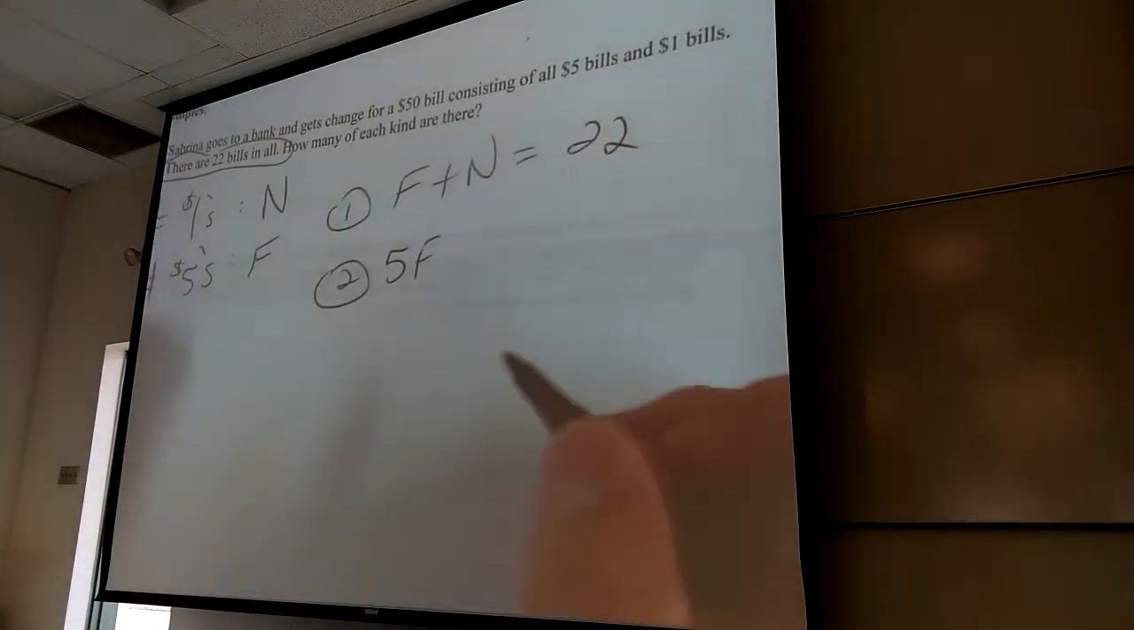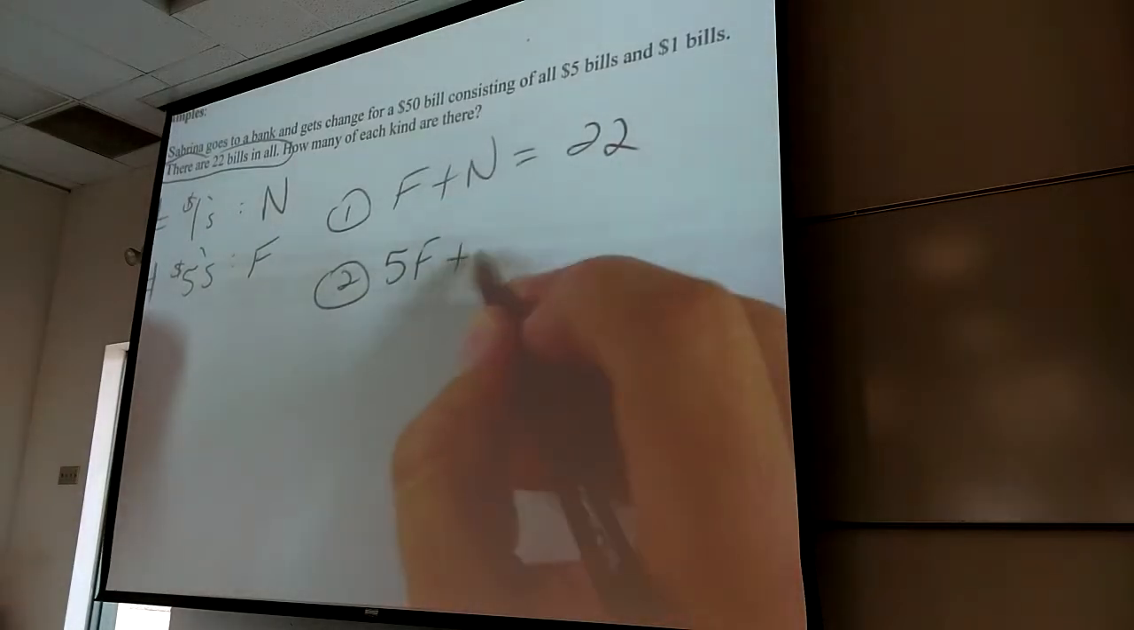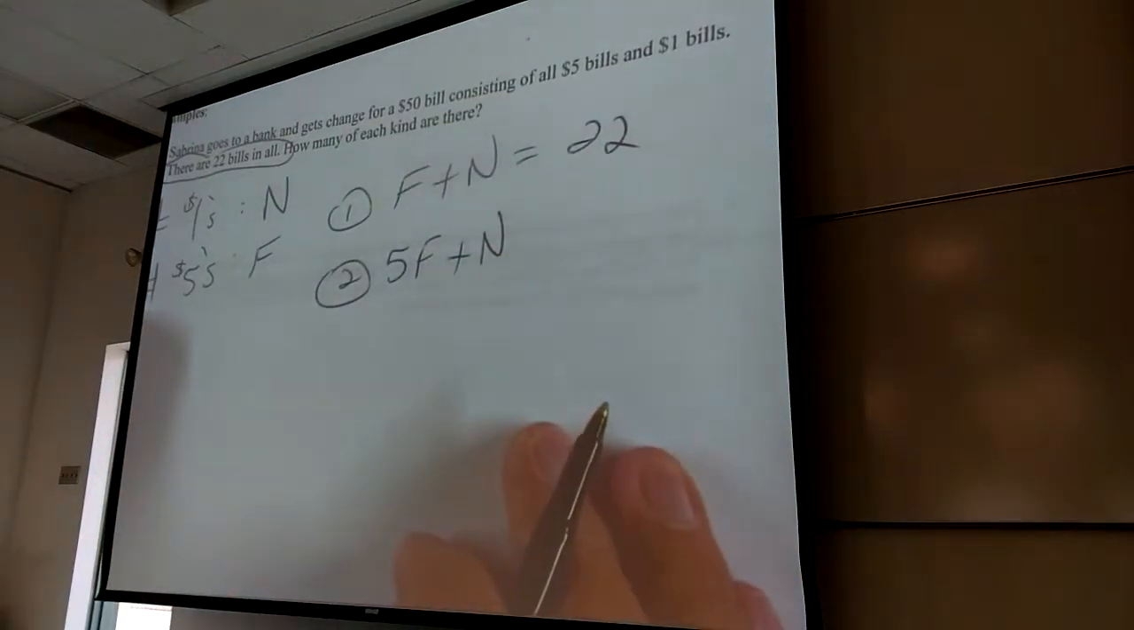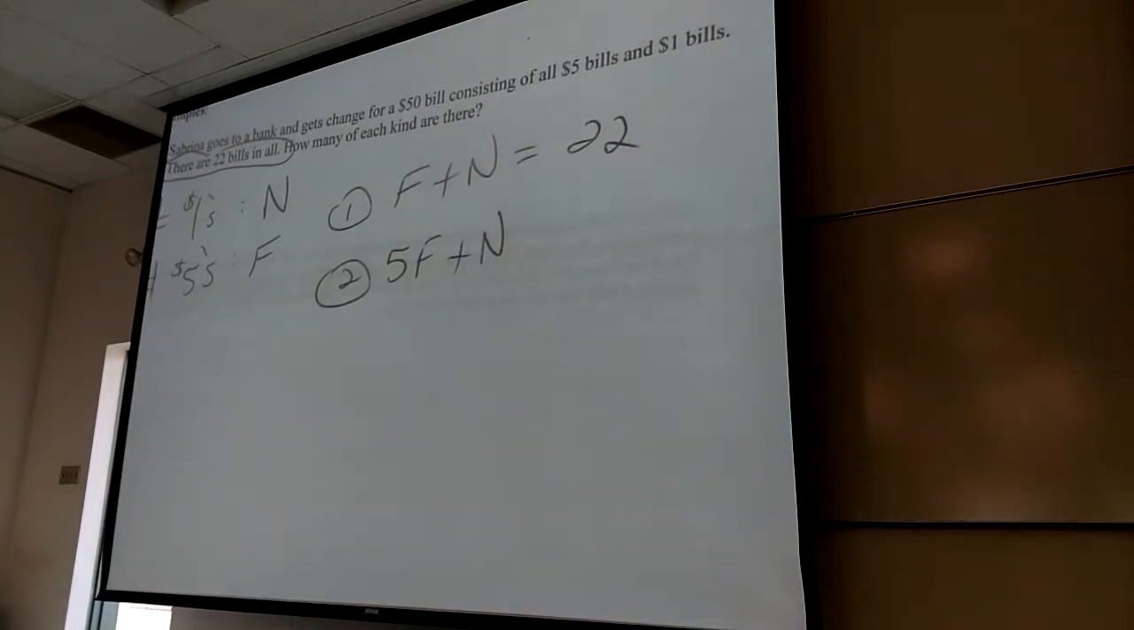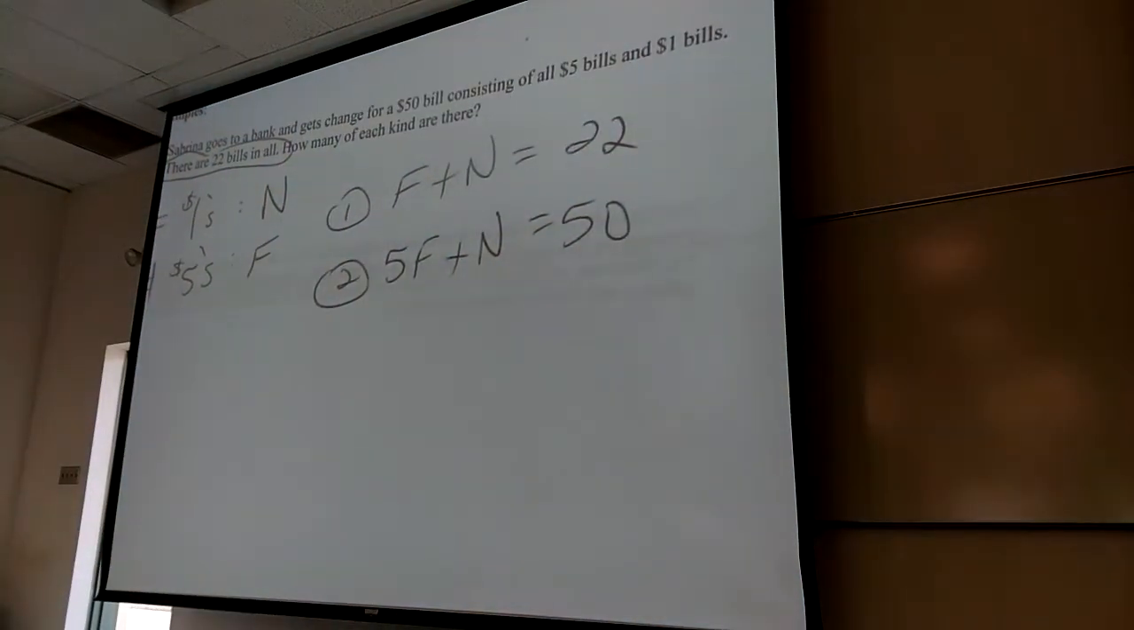What about if I have N $1 bills? It's $1 per, right? So $5 for every $5 bill. $1 for every $1 bill. When I add all that together, it's supposed to come out to be, as long as you didn't get gypped in the change, right? That's 50.